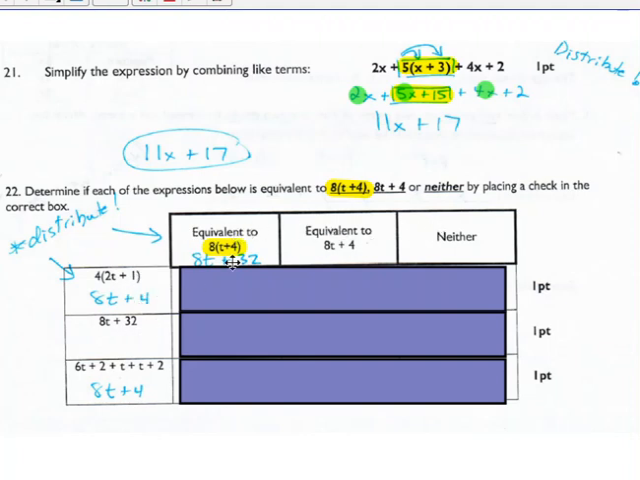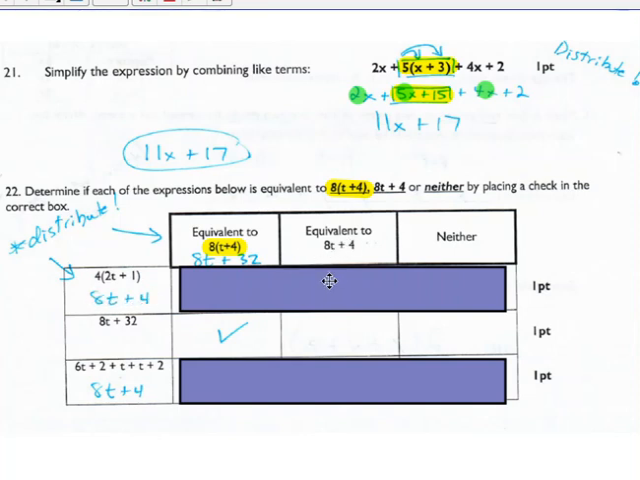So here are your three expressions, and a reminder, you should have distributed right here. You should have realized that that's really 8t plus 32. Because if you do that, you can see that that one is this right here. So that was quickly evident if you distribute it. You want to distribute here as well. 4 times 2t was 8t. 4 times 1 was 4. So this is 8t plus 4.